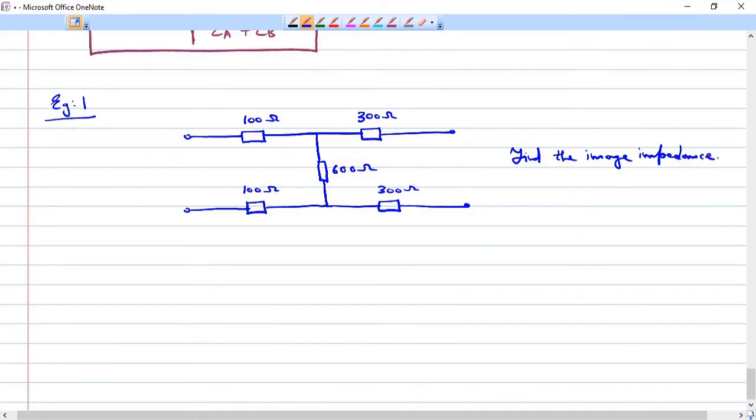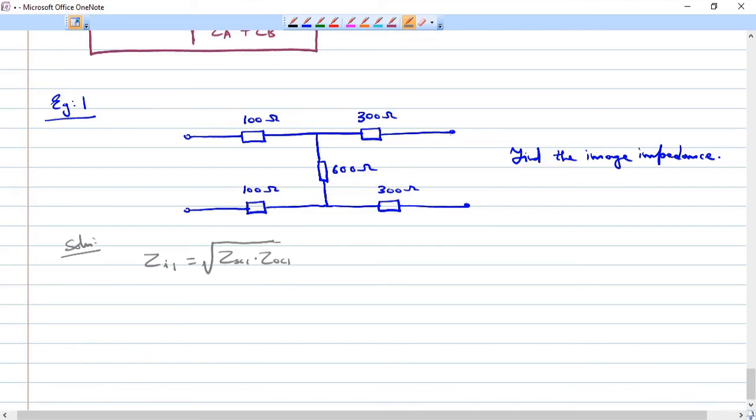For this particular network, we know the equation for image impedance is: ZI1 is equal to the geometric mean of the short circuit impedance and the open circuit impedance.